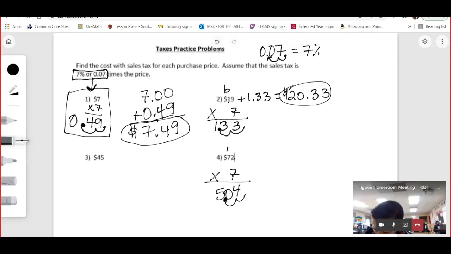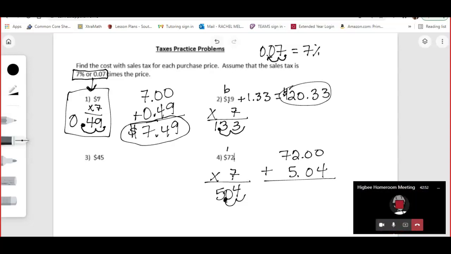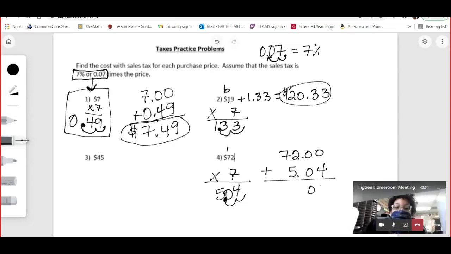Notice the more money you have to pay for your final amount, the bigger your sales tax, right? Now I need to add my $72 plus my $5.04. $79.04? Are you sure about that? $77.04. Okay, you're trying to go too fast. $77.04, not 79. Does anybody have any questions on that?